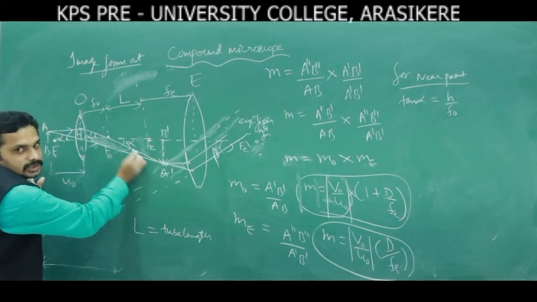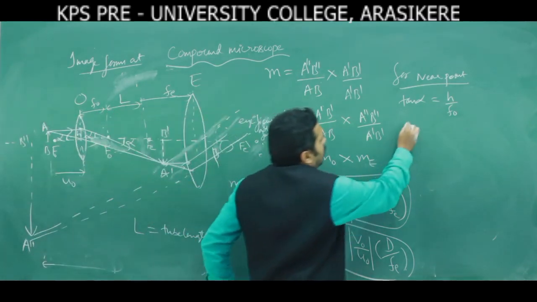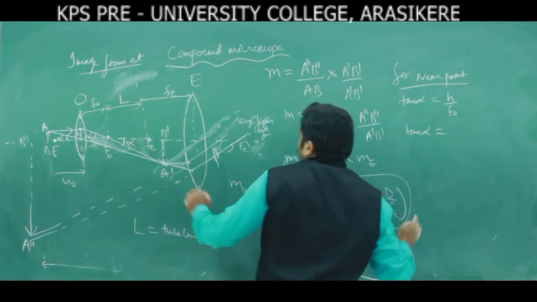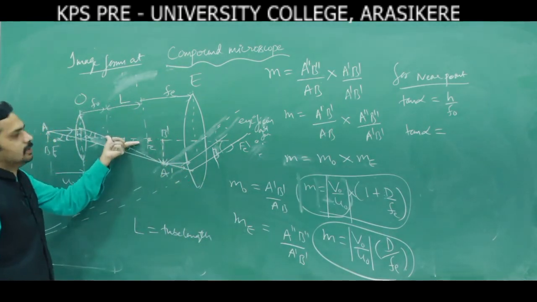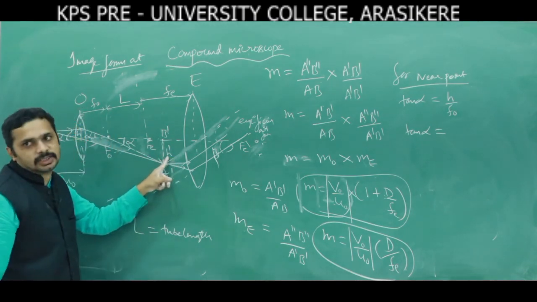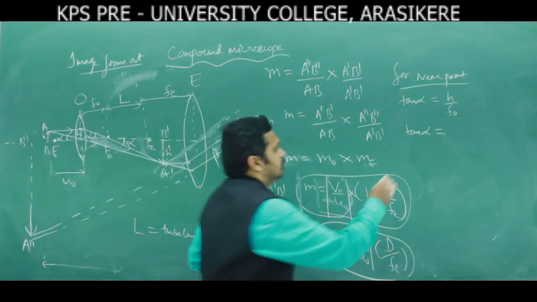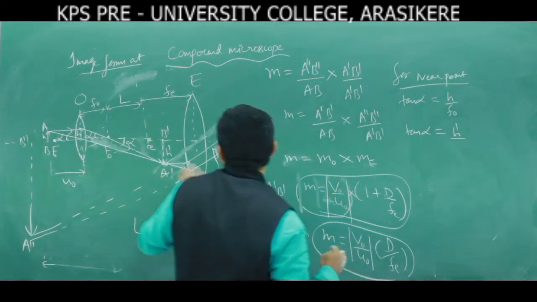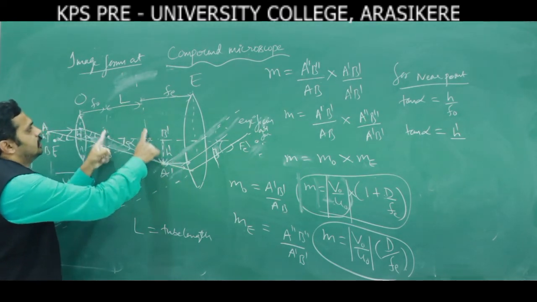Look at here, this is another triangle. Here the angle is alpha. Apply tan. Tan alpha is opposite by adjacent. What is the opposite? A dash B dash, which means H dash. What is H? Height of the object. What is H dash? Height of the image. Actually this is opposite, this is adjacent.